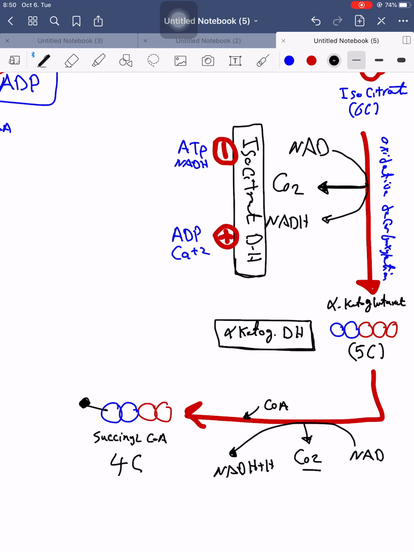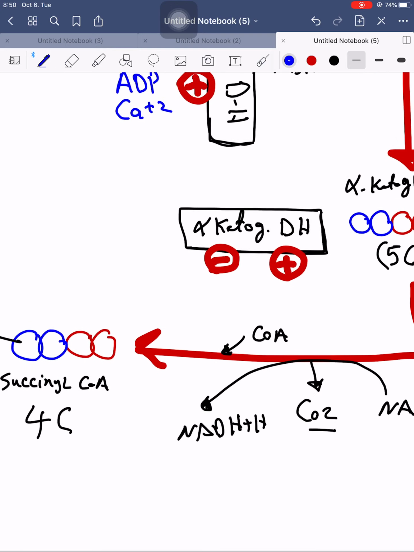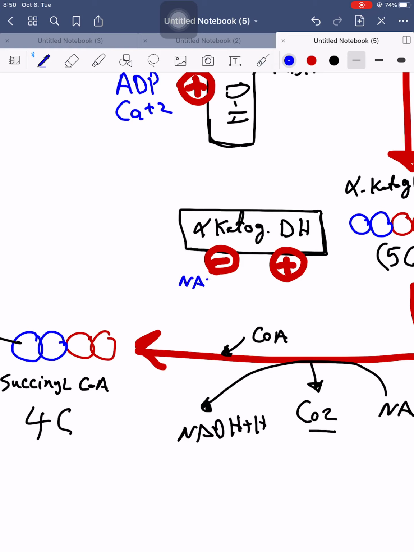Again, we need to know what factor activates and what factor inhibits. Don't forget what factor inhibits and what factor activates. The factors which inhibit, again, are the energy, especially NADH and succinyl coenzyme A. And it is activated by calcium. Activated by calcium. Very important.